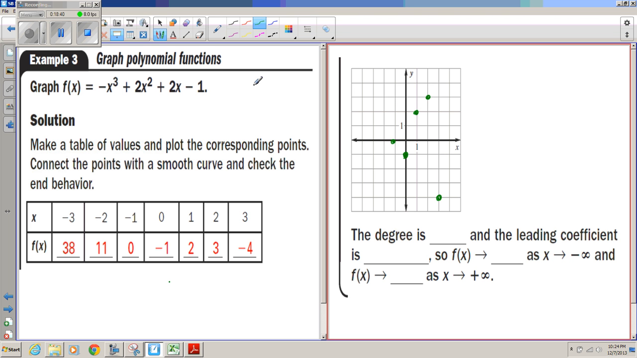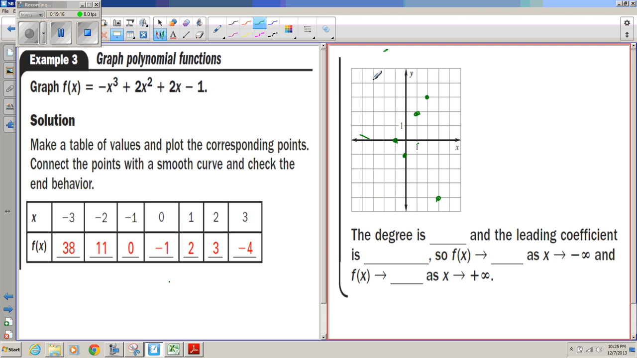Oh, I'm sorry. Kind of maybe mixed up some of these. So let me start over. -2, 11 is way up here. -1, 0. 0, -1. 1, 2. 2, 3. 3, -4.